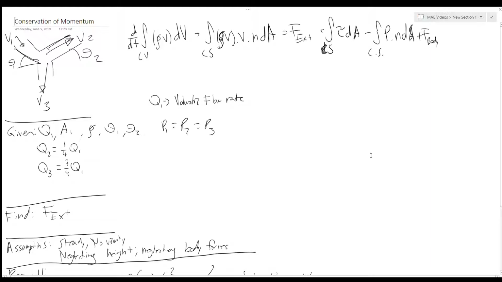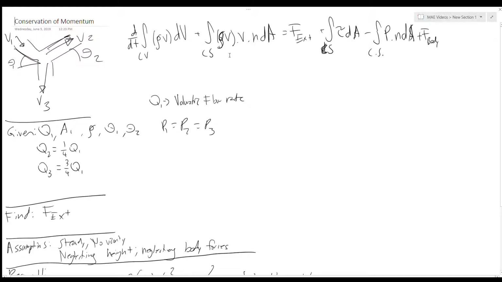Hey everybody, today we're going to be talking about conservation of momentum. First I'm just going to go over the conservation of momentum equation, just in case you haven't seen it before. The first thing we have here is the accumulation term for the momentum. That's the amount of momentum that accumulates within our system, within the control volume.